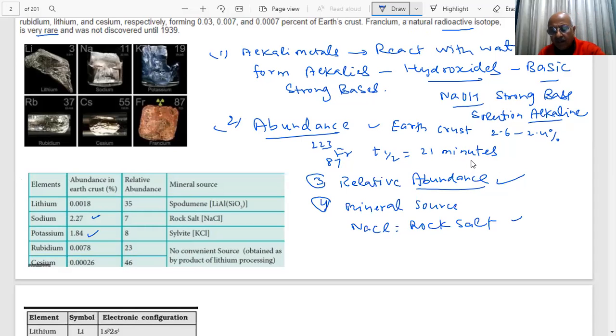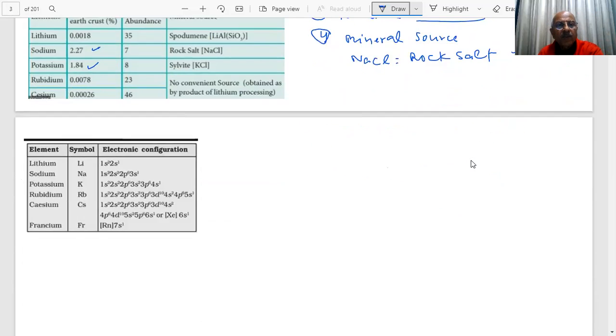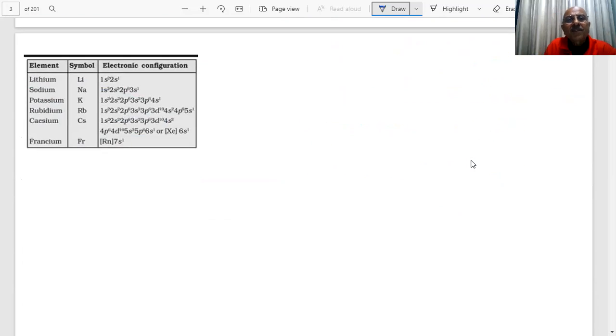So you can see the relative abundance also. The important point, students, is electronic configuration. This is a very important point.